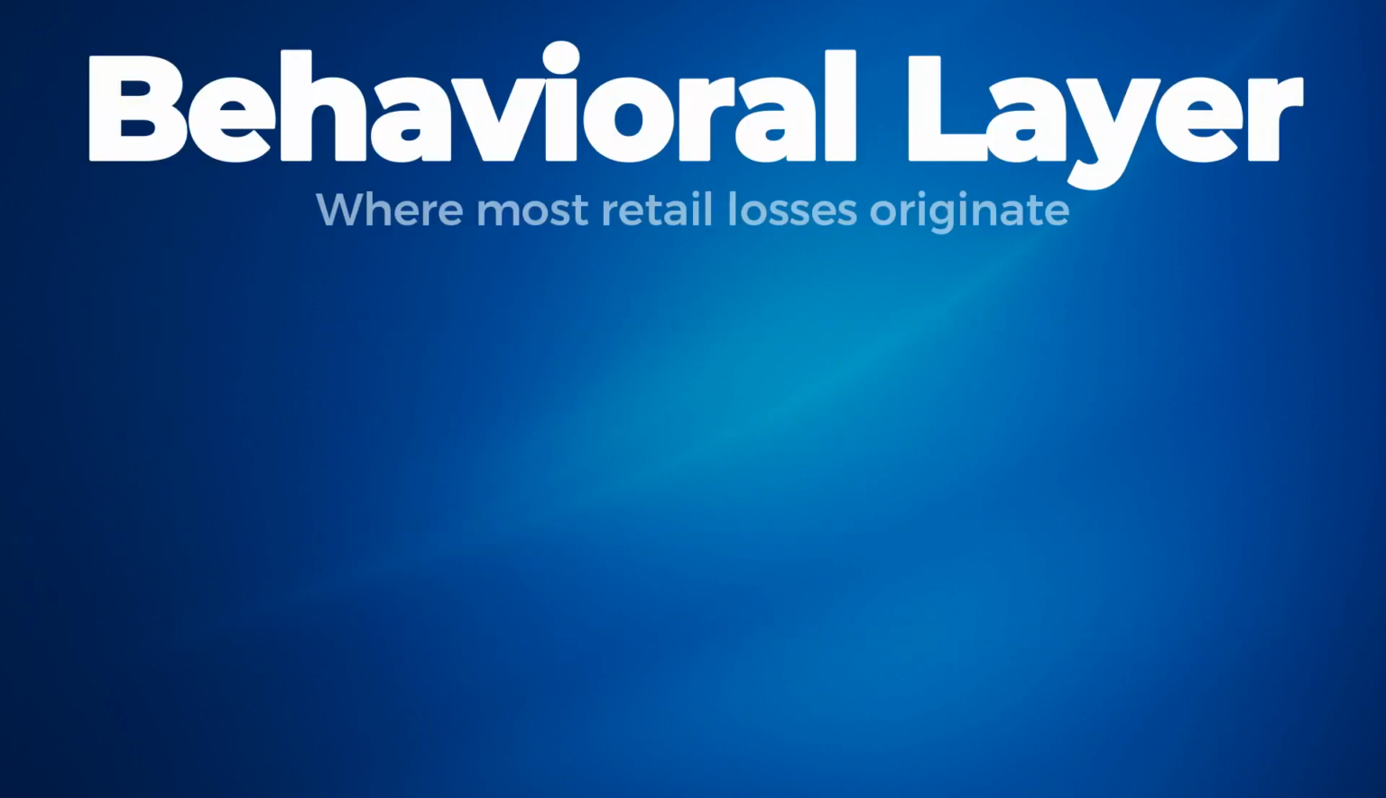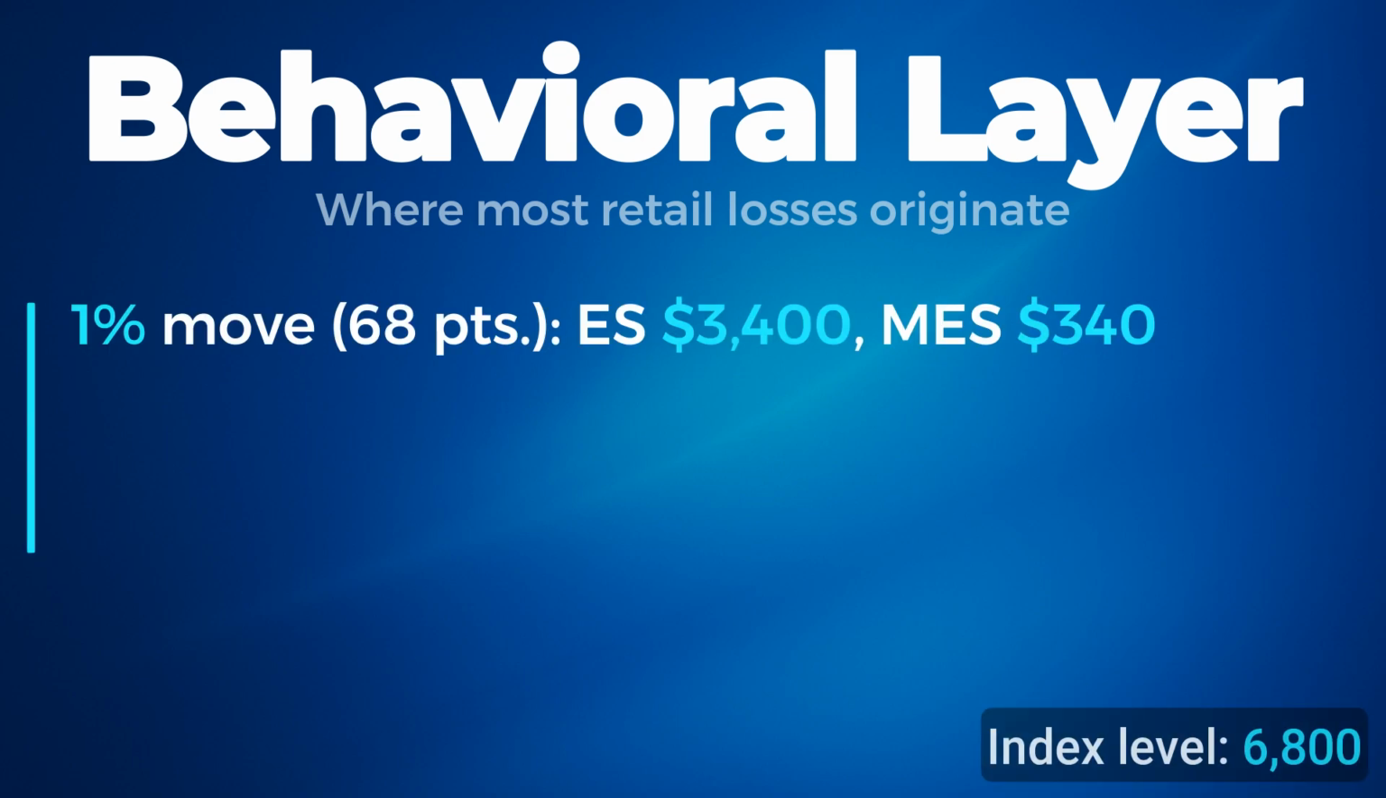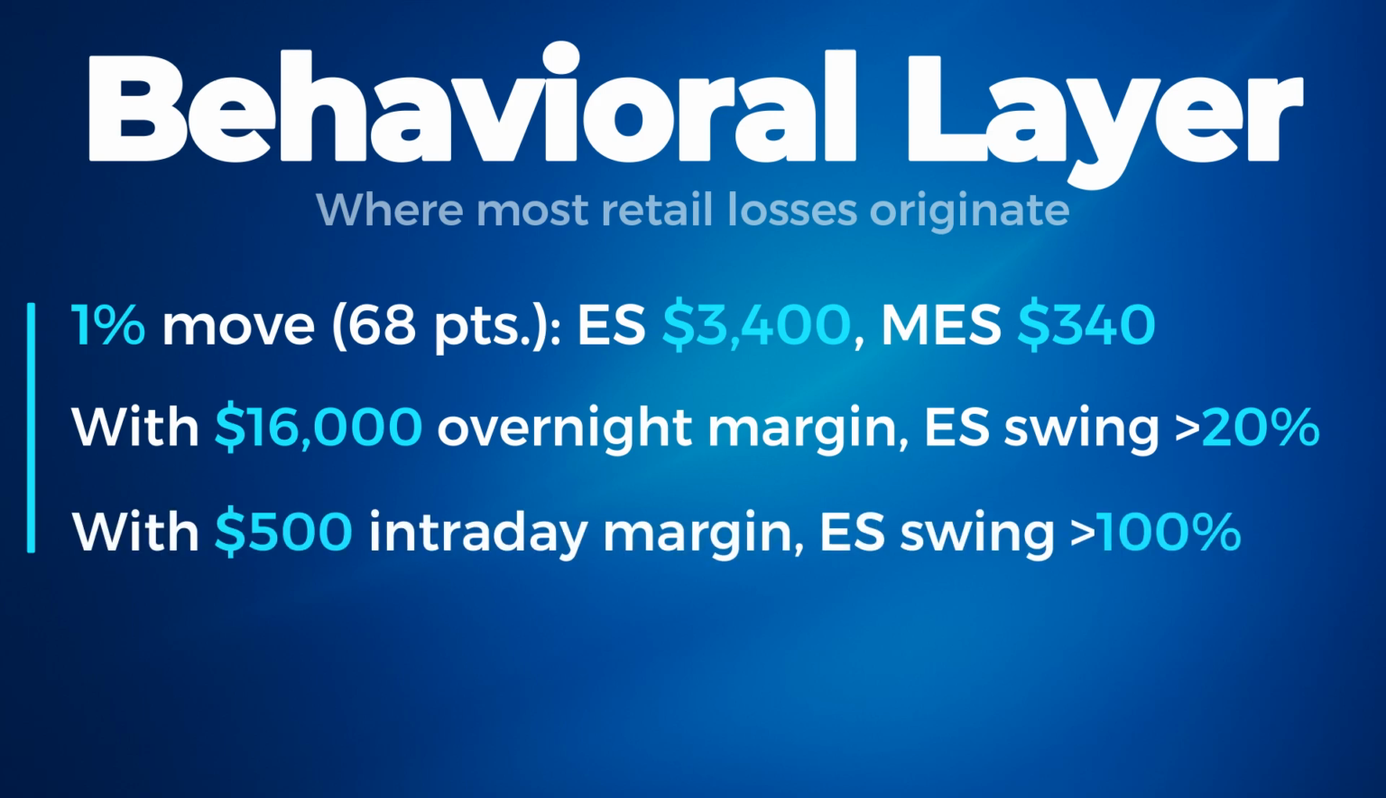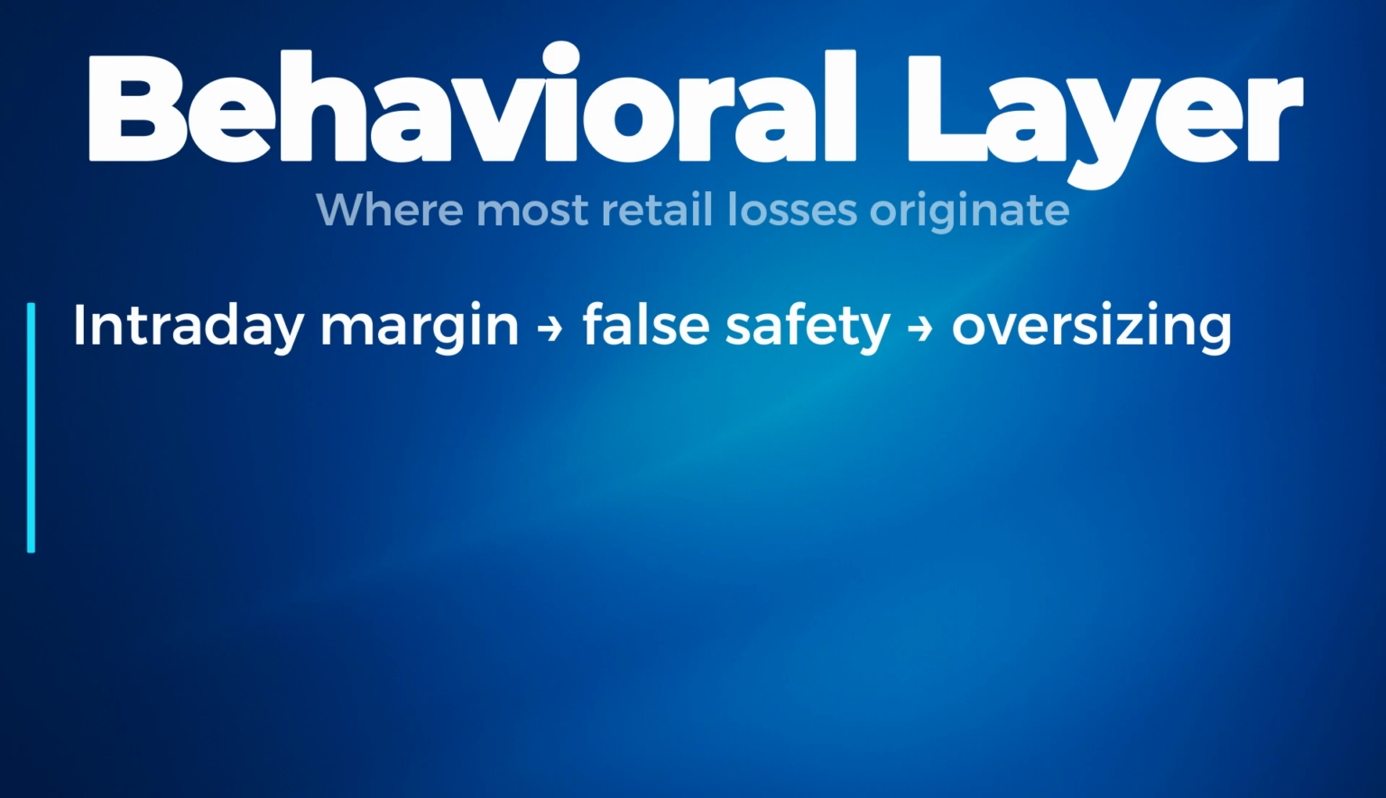Now the behavioral layer, where most retail losses originate from. A 1% index move, 68 points, puts about $3,400 of pressure on the ES and $340 on the MES. If the overnight margin is around 16,000 for ES and 1,600 for MES, that's roughly a 20% move on posted margin. And if you're trading with intraday margins as low as $500, a $3,400 swing can exceed 100% of that margin. This is the behavioral risk many retail traders underestimate. This is why traders oversize without noticing. Intraday margin creates a false sense of safety.